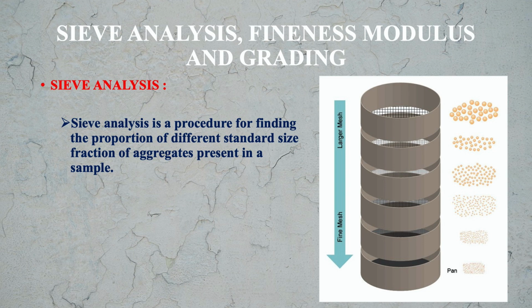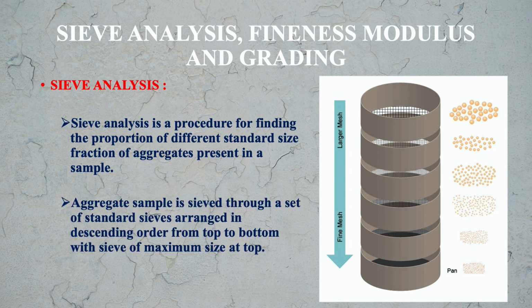In this, the aggregate sample is sieved through a set of standard sieves arranged in descending order. Descending order means at the top you will have the sieve of greater size, and accordingly, as we go down, the sieve size reduces. So the sample is sieved through standard sieves arranged from top to bottom with the sieve of maximum size at the top. Here you see in the figure the different sieves. Basically, at the top is the larger size, at the bottom is the least size.